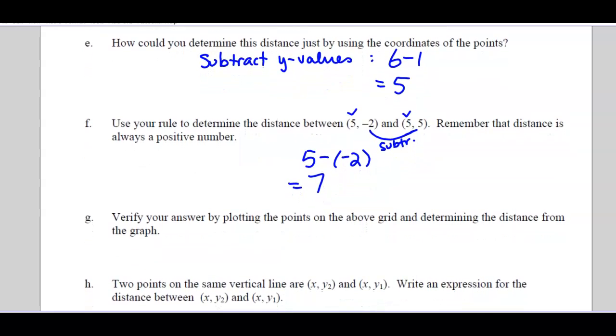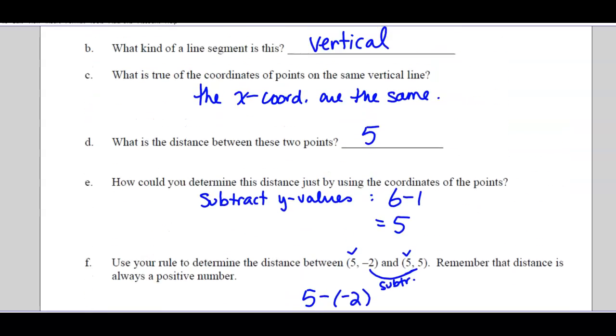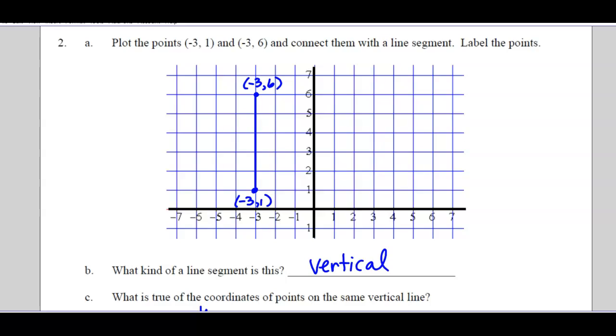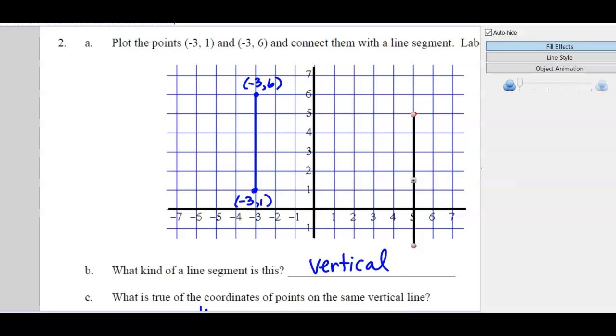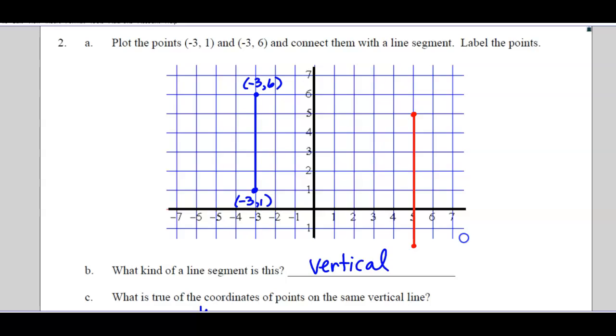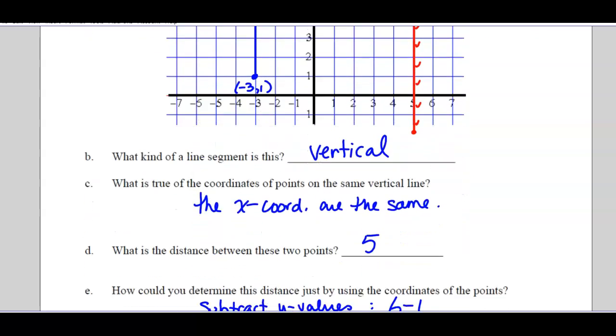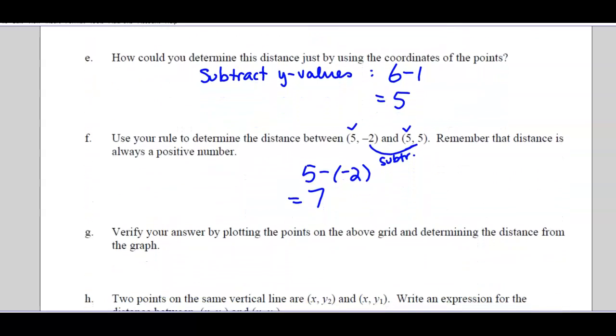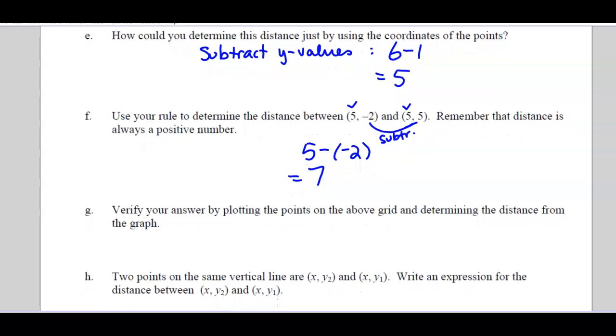Okay, so plot them and determine the distance using the graph. So that was 5, -2, and 5, 5. Oh, there's not quite enough space here on the graph, but it's pretty close. We can get close enough. Okay, and then counting 1, 2, 3, 4, 5, 6, 7. It's amazing how many times I get people counting the dots, not the lengths of each side.